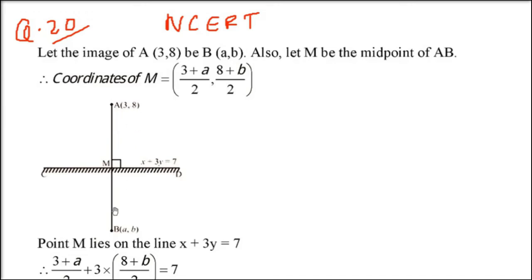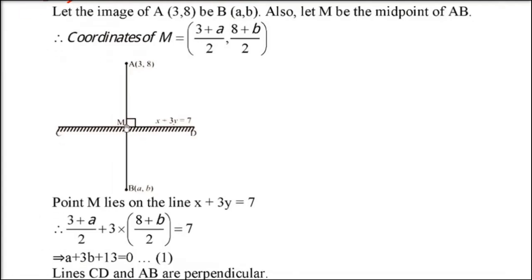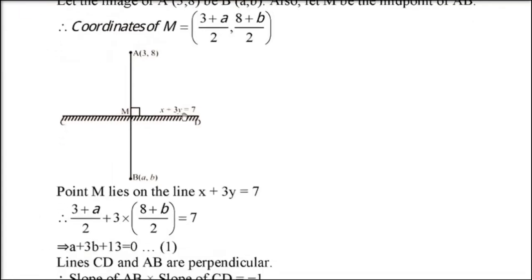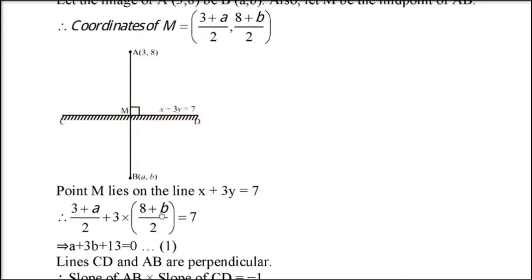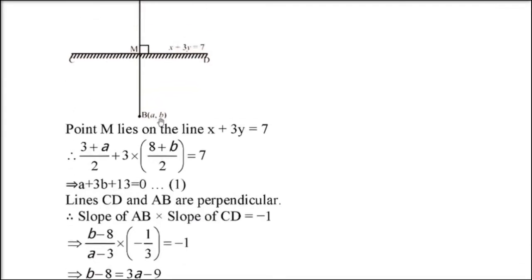So there is a point, there is an image. A point and B point are equidistant from this mirror. A is (3, 8). B we don't know. We put it as (a, b). So this (a, b) we have assumed. What is the midpoint M? (a plus 3) by 2 and (b plus 8) by 2. Midpoint formula. And this midpoint is lying on the mirror, x plus 3y equals 7. So just put this point in x plus 3y equals 7. We'll get an equation a plus 3b plus 13 equals 0.